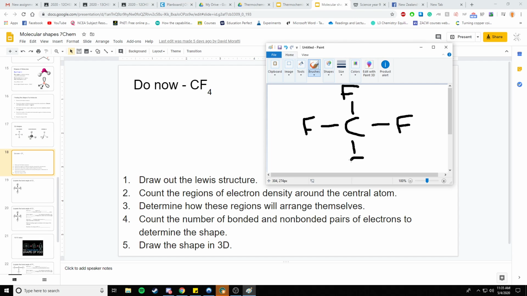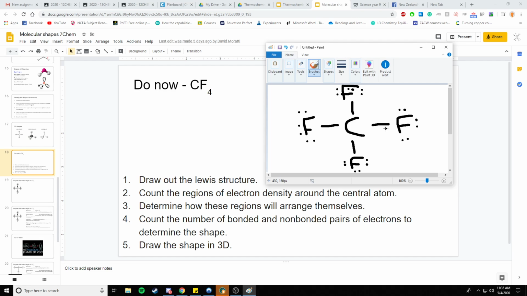And of course our fluorines have got dots all around them. Next, we count up the regions of electron density around the central atom. So our central atom is carbon, and those two dots are supposed to be above the fluorine. Our central atom is carbon, and we count the regions of electron density around the central atom. We've got 1, 2, 3, 4 regions, because each bond is electrons, because the bond's made up of 2 electrons. So we've got 4 regions of electron density.